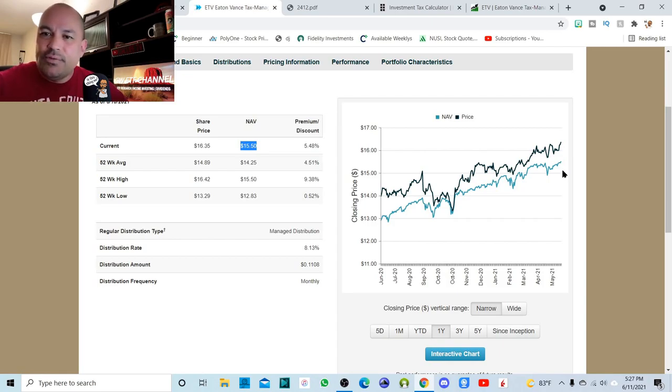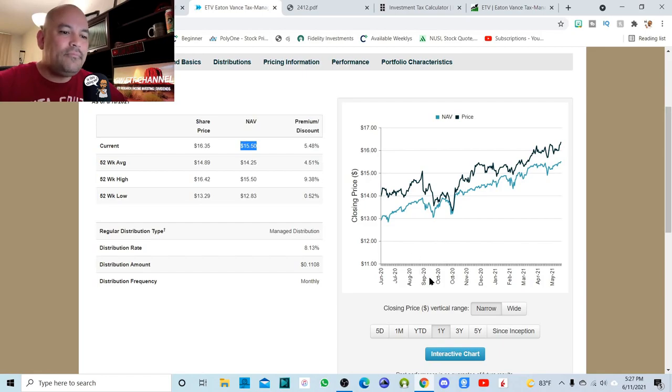That's why, when you see return of capital, it's not always bad. Now, if, for instance, the net asset value went from $15 to $13 the other way, and they paid you $1.30 in return of capital, that's not good.